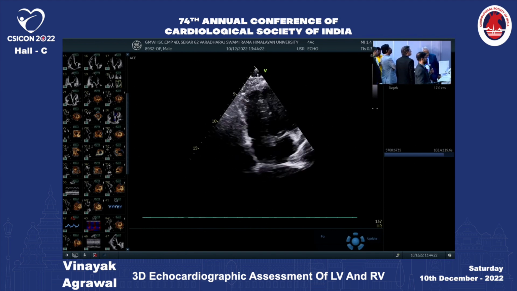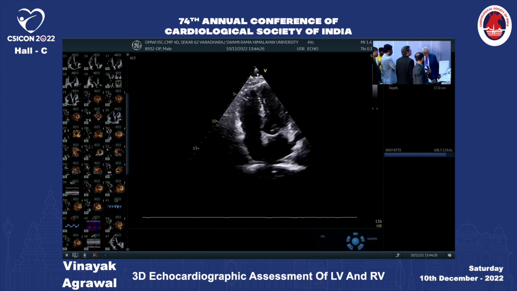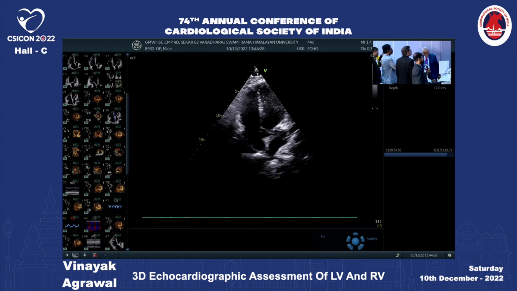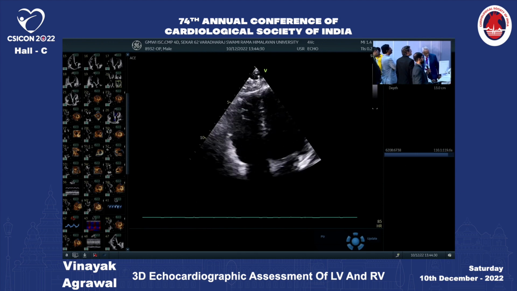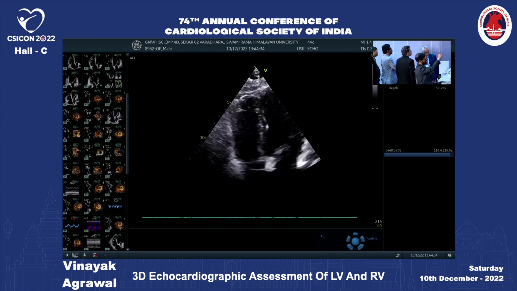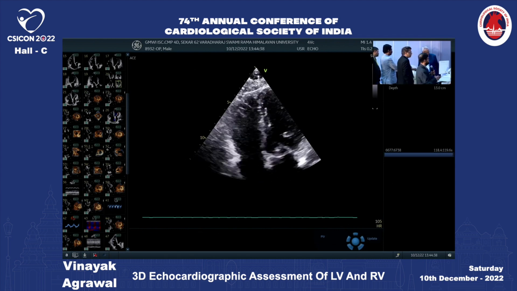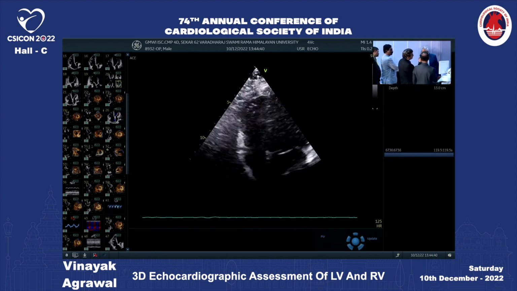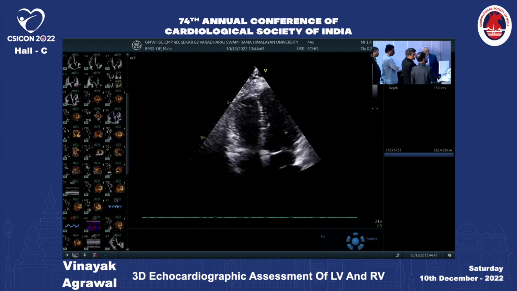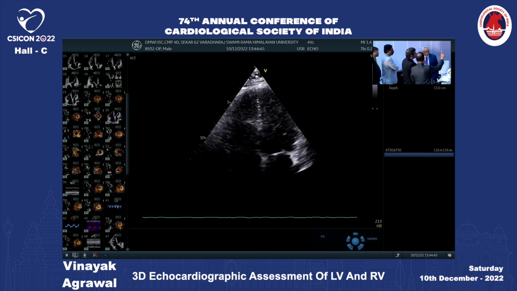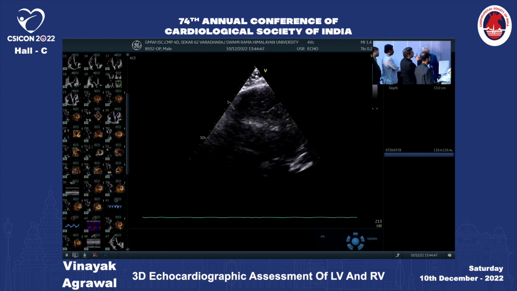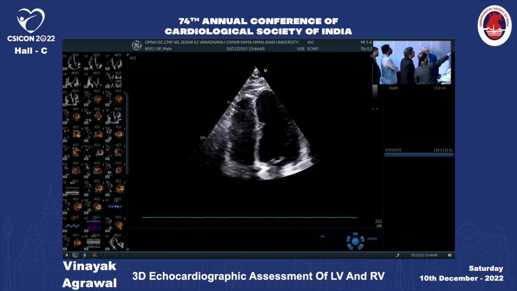Now this is going laterally. This is the RV focused view. Can you decrease the depth? Make it bigger. Perfect. The RV should occupy almost 70 to 80% of the depth of the whole sector. Don't change the focus, just decrease the depth. Frame rate should be around 50 to 70.